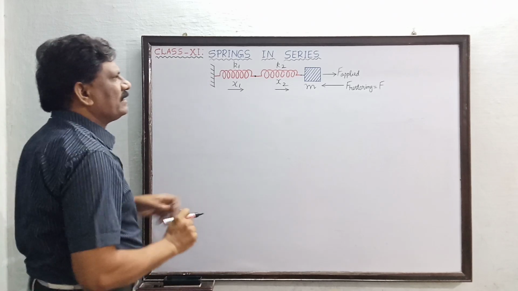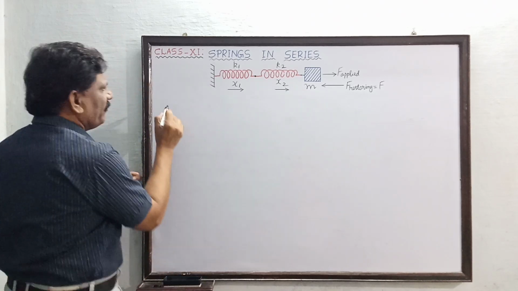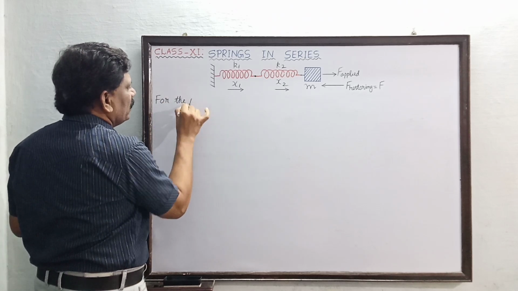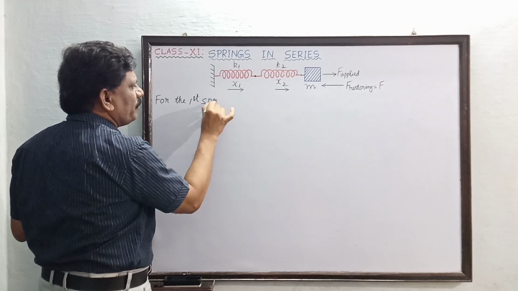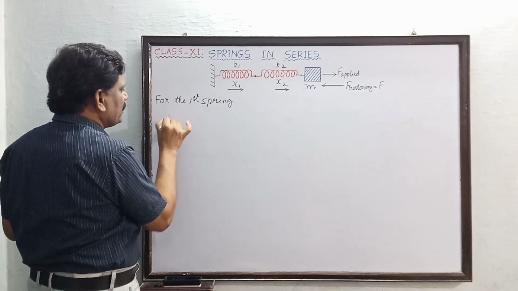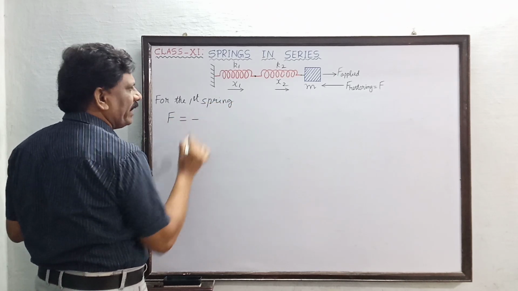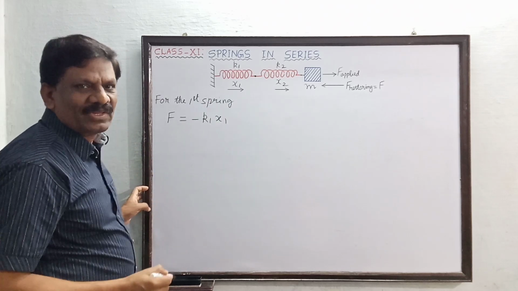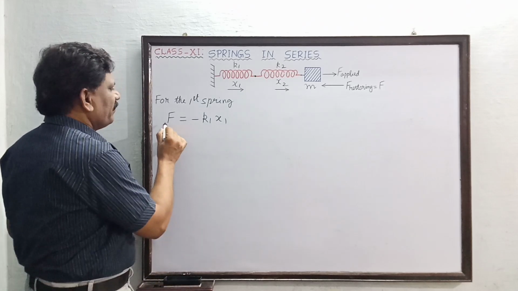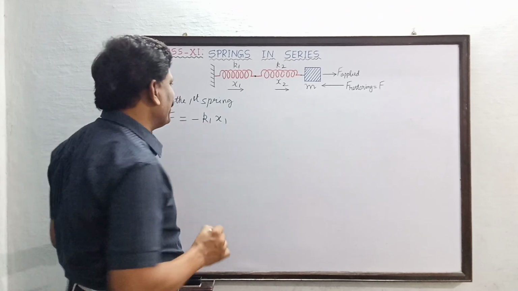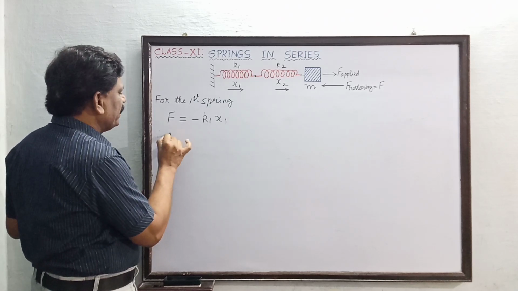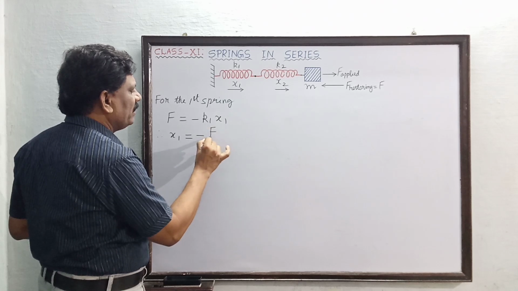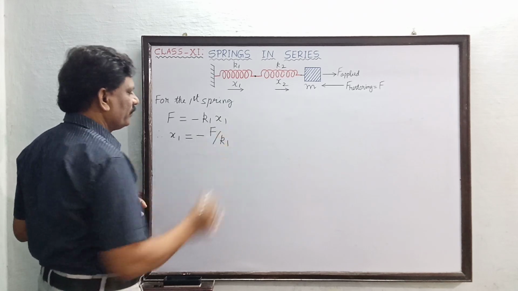I said that the restoring force F is the same. For the first spring, I will write the restoring force F is equal to minus K1 times x1. F is equal to minus Kx is the general format. Therefore, x1 alone is equal to minus F divided by K1.